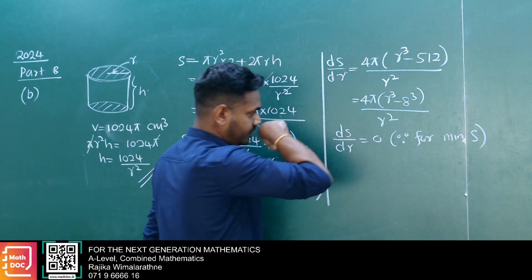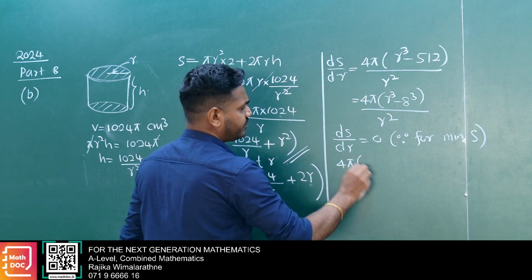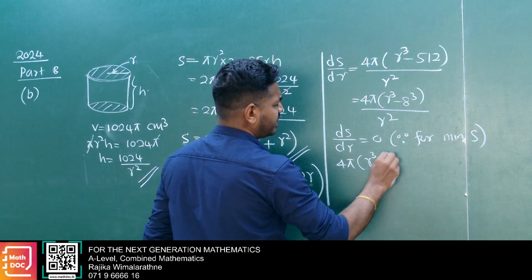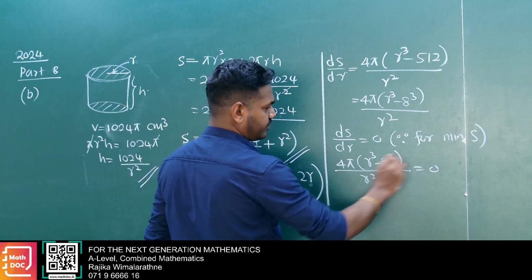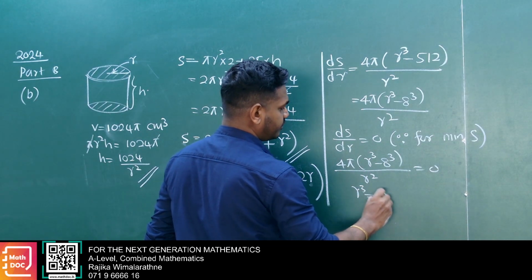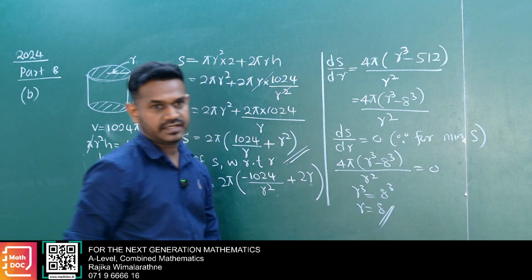For minimum S value, dS over dr equals 0. Then here 4 pi, r cube minus 8 cube over r square equals 0. Then r cube equals 8 cube. Then we get r equals 8. Very simple.